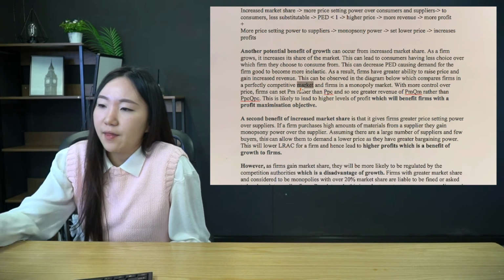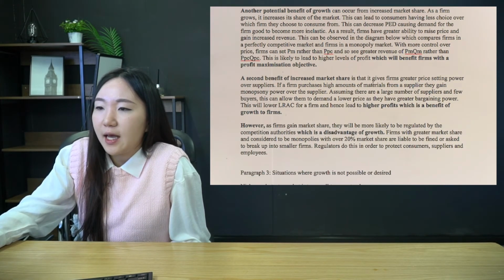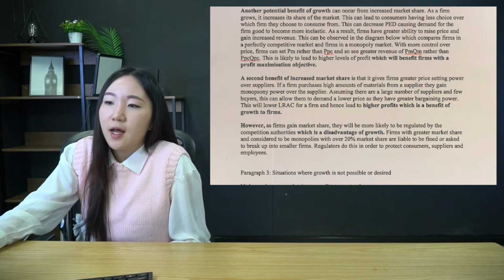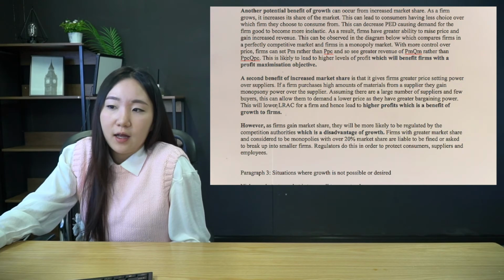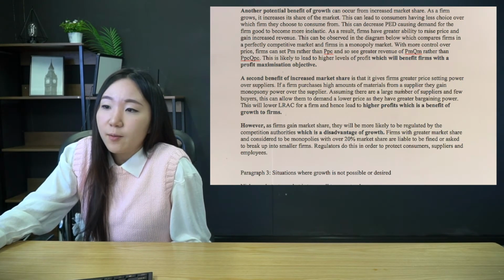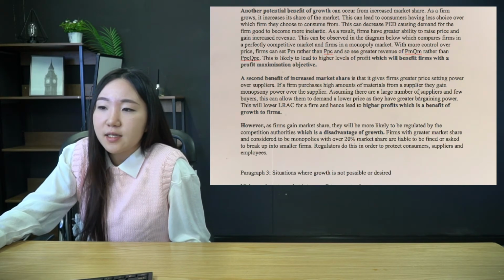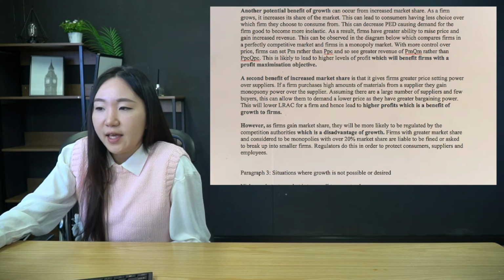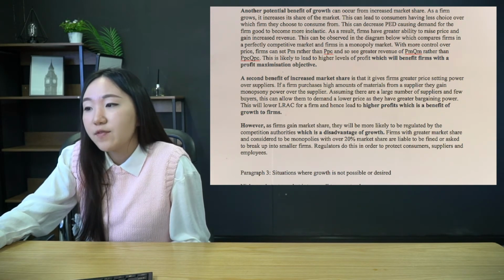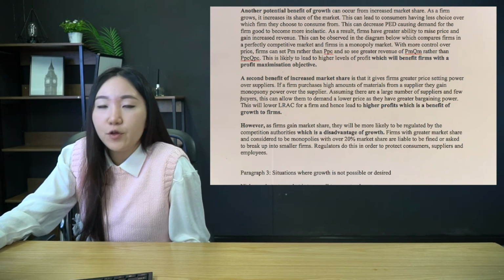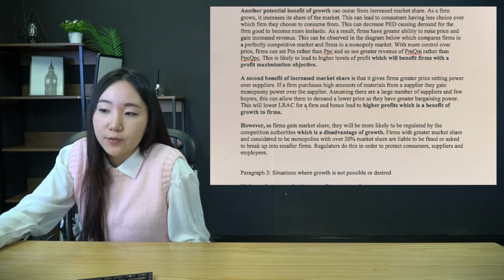Okay, and then the second benefit, again, just explaining monopsony and how that works, how that leads to lower long-run average costs and therefore higher profits again. What you'll notice is that in every sentence, I've tried my best to use technical terminology. So I'm not saying they can set a lower price because they want to. I've said greater bargaining power, yeah? And everywhere I can, I have put in definitions. Large number of suppliers, few buyers. You know, that is a monopsony situation, yeah?